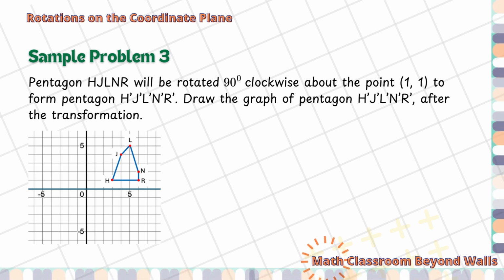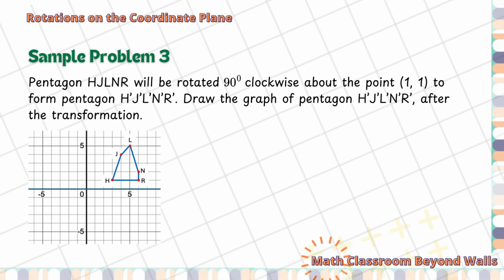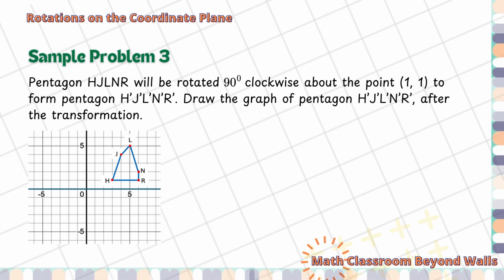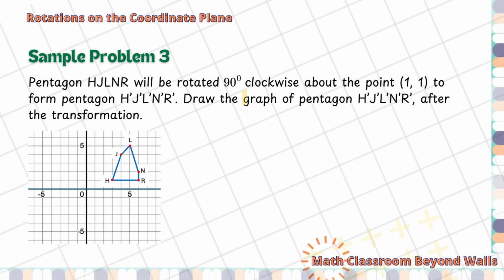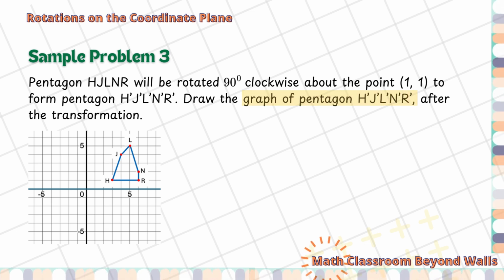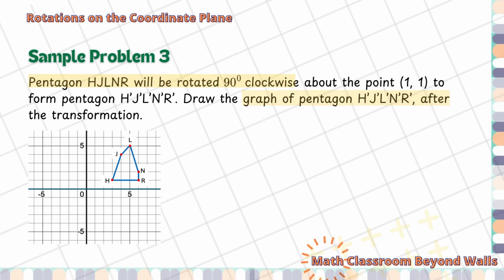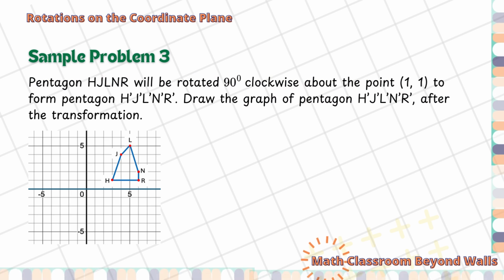A figure is given. Again, we begin by reading the whole problem and may read it several times when needed to know what we are looking for, to determine what are given, and to figure out how the given information help find what we are looking for. What are we looking for, learners? You are correct. We are to graph pentagon H prime, J prime, L prime, N prime, R prime after pentagon H, J, L, and R is rotated 90 degrees clockwise about the point (1, 1).